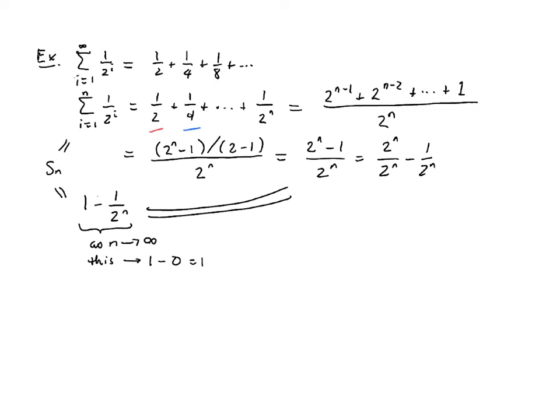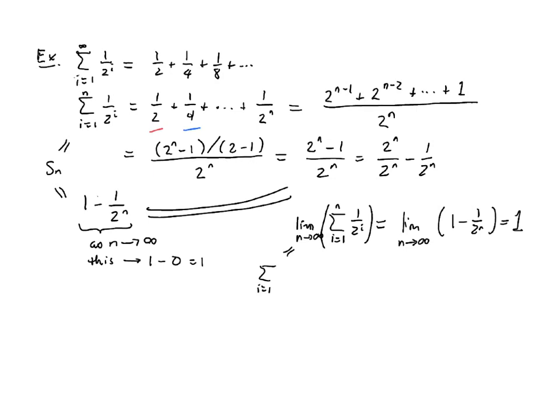And so what we conclude is the limit, as n goes to infinity, of this sequence of partial sums, that's the same thing as the limit as n goes to infinity of 1 minus 1 over 2 to the n. That's equal to 1. And that's exactly what we found that the infinite series converges to. Okay?